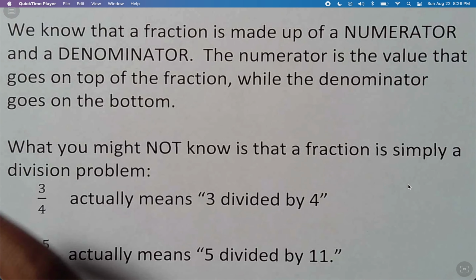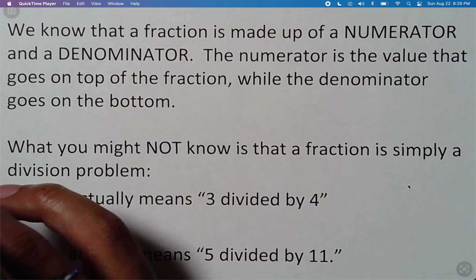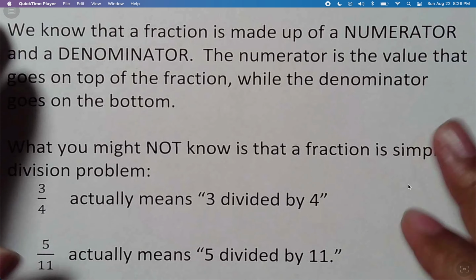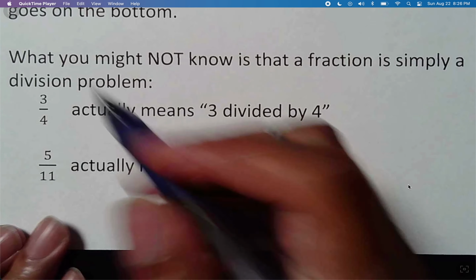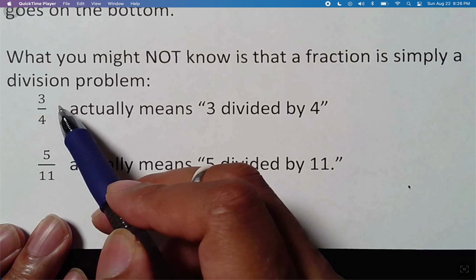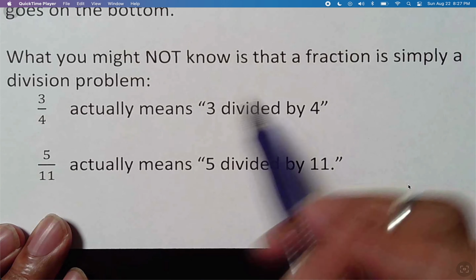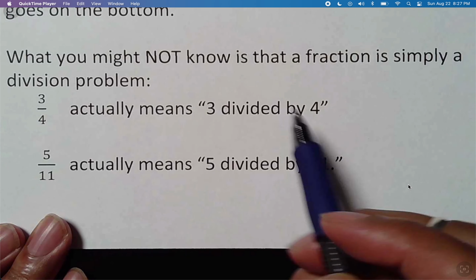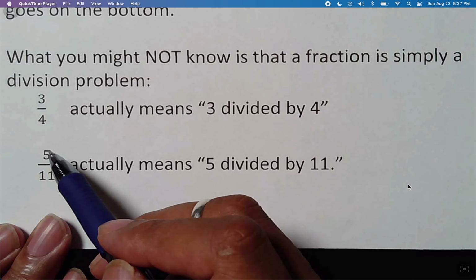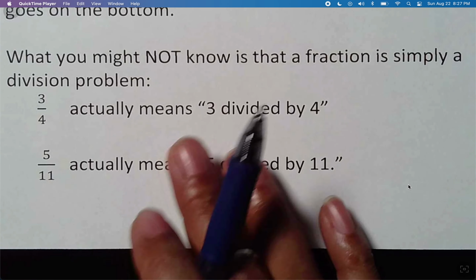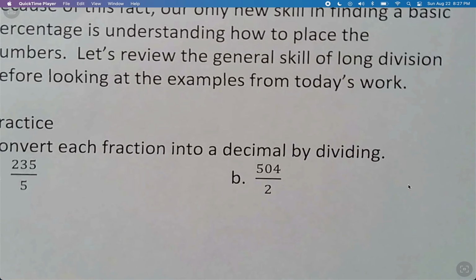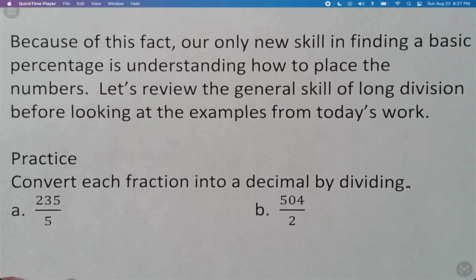We know that a fraction is made up of a numerator and denominator. The numerator goes on top, denominator goes on the bottom, but what you might not know is that a fraction is simply a division problem. So when you see 3/4, which is what we say, 3/4 actually means 3 divided by 4. So that's something you can type into your calculator or work out using long division to convert it into another number. 5/11, which is how we read it, could also be 5 divided by 11. And because of that, our only new skill in finding basic percentage is understanding how to place the numbers.